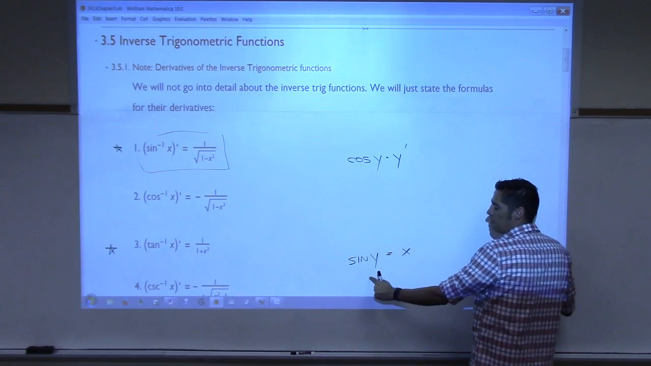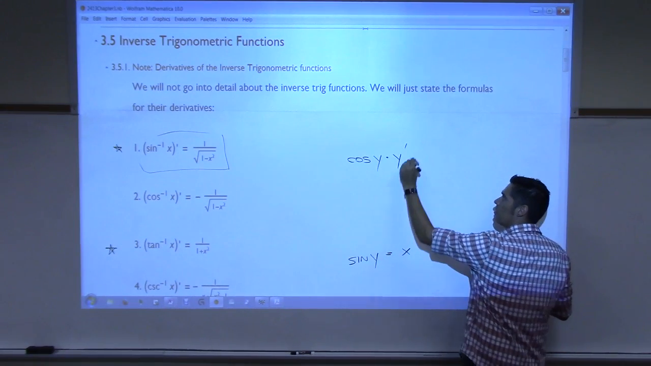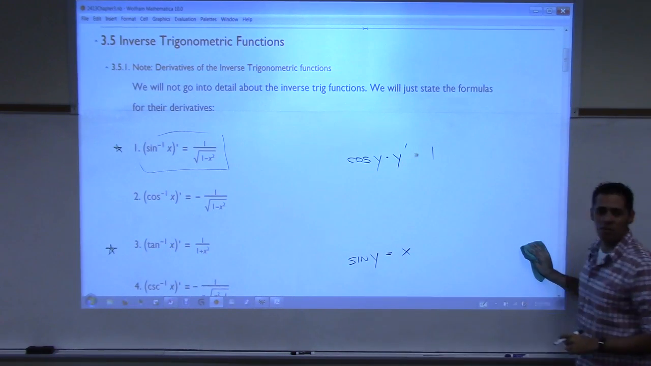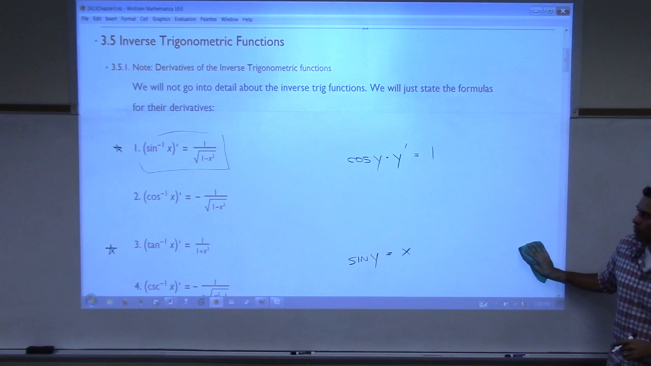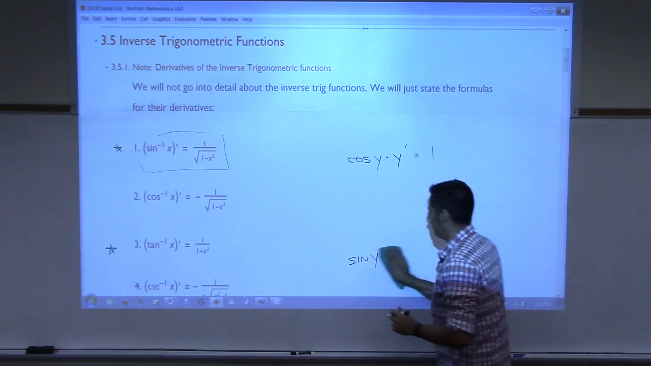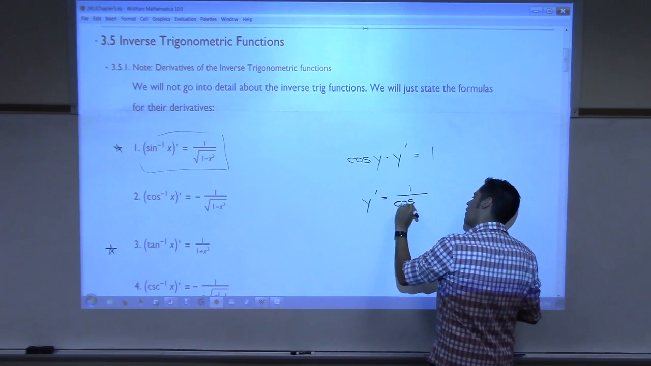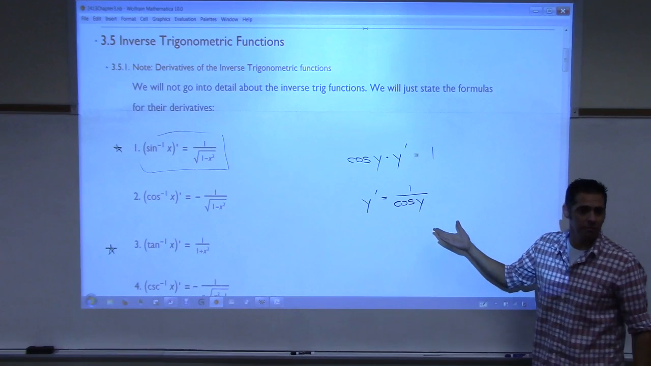Are we done on the left? Yes. Equals 1. Okay. What was I trying to find? y prime. So let's solve for y prime. Let's divide both sides by cosine y. And that could be the answer.